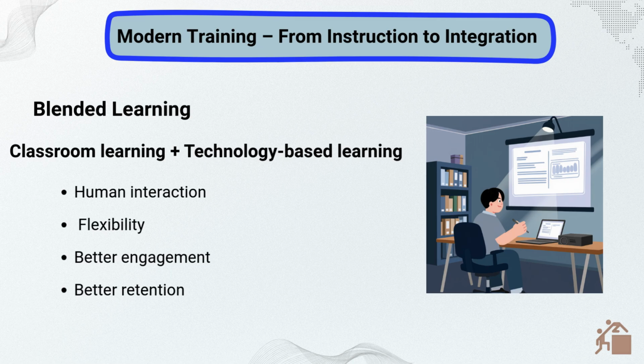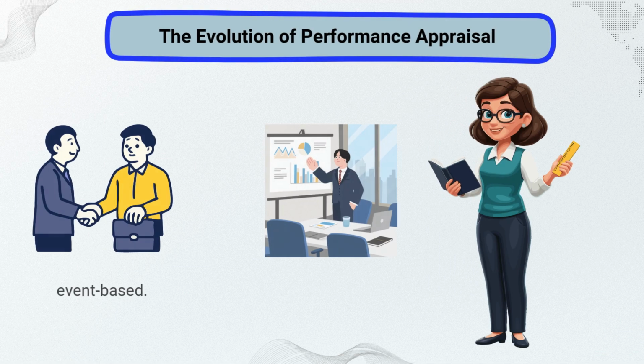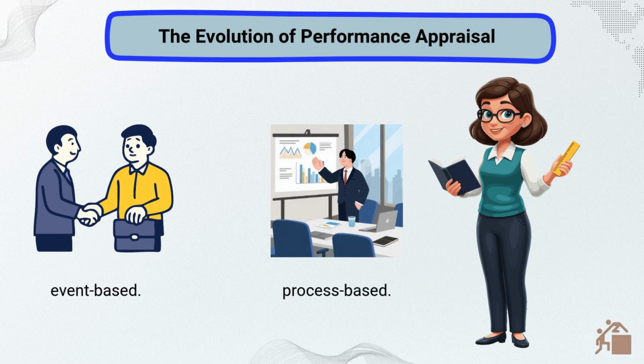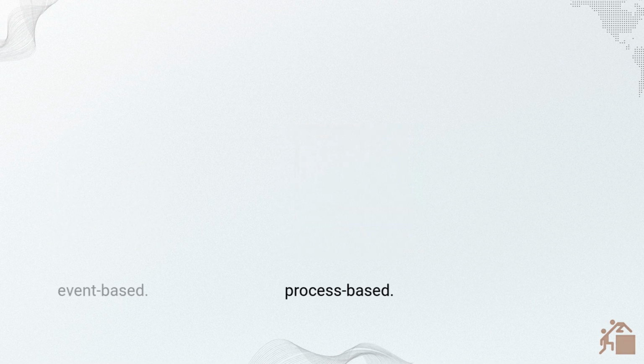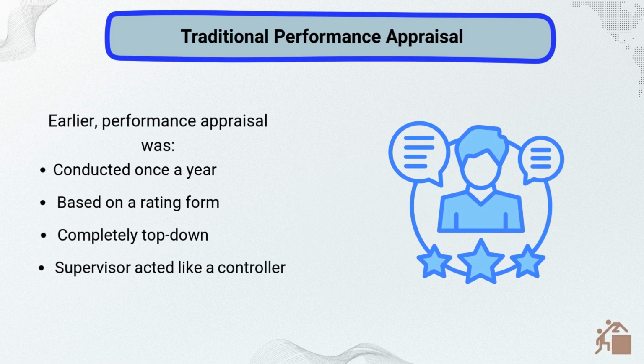Now, let's shift to performance management. Earlier, appraisal was event based. Today, it is process based. What does that mean? Let's see. Traditional performance appraisal. Traditionally, annual meeting, standardized rating form, supervisor evaluates, employee receives. The power structure was hierarchical. Supervisor was a controller and the employee was the evaluated party.